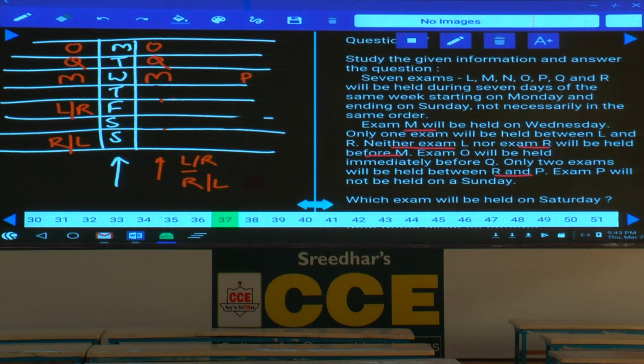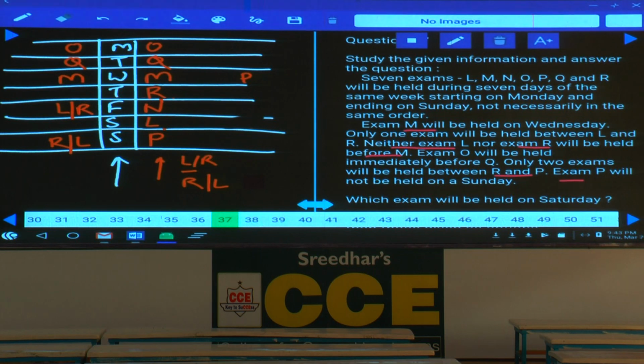As R cannot be at this place, tell me what are the different possibilities for this R? R must be on Thursday. R on Thursday and L will be here, isn't it? And 2 examinations between R and P. Hence, as R is here, P will be here, isn't it? Then what is left over here? N is left over, N will be here, that is the first case.